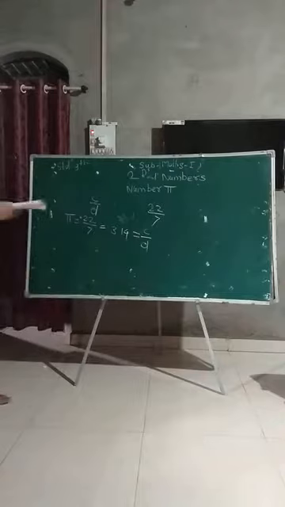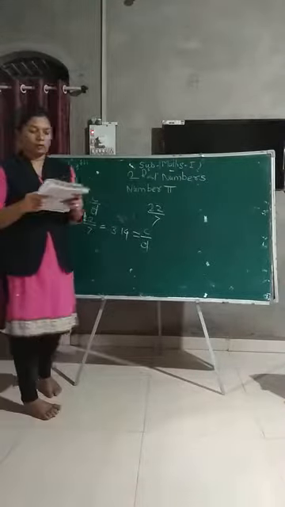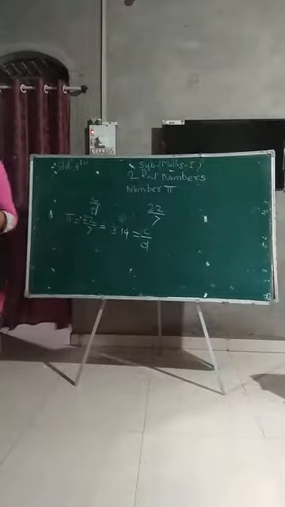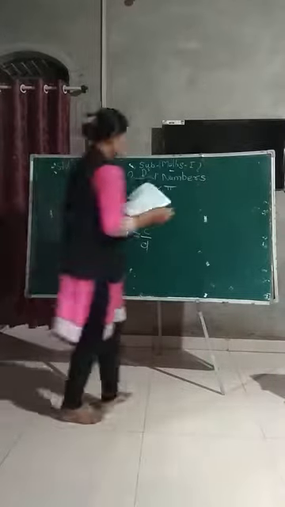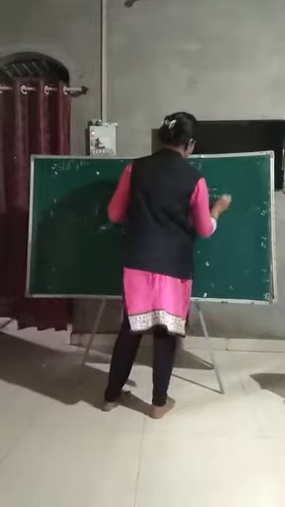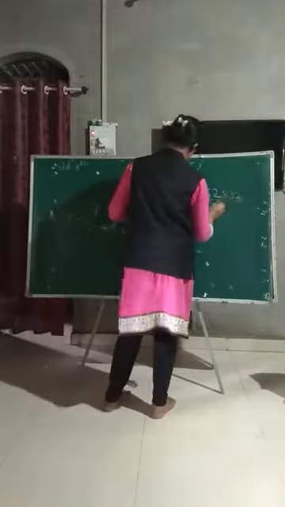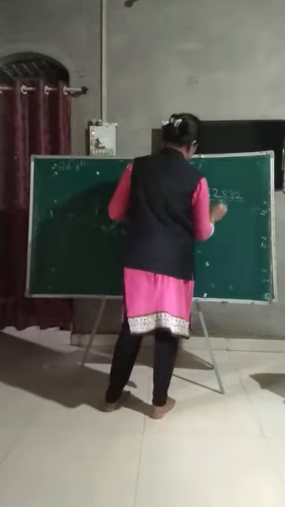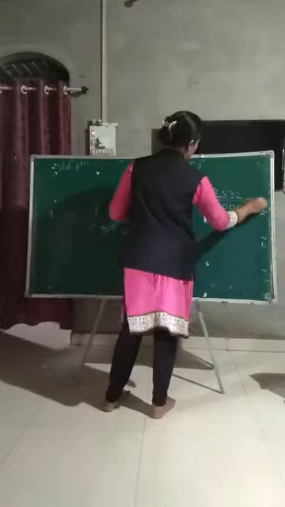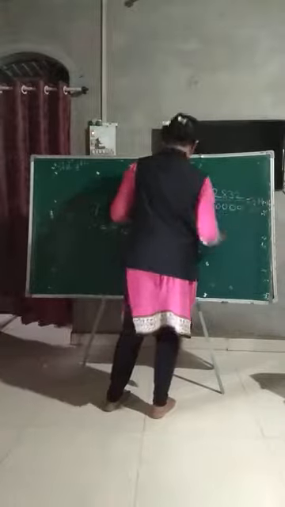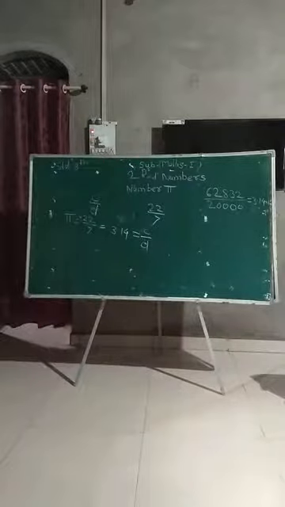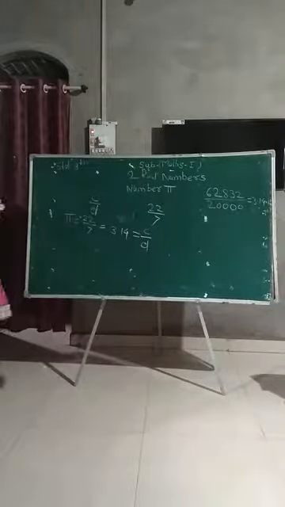The great Indian mathematician Aryabhata in 499 CE calculated the value of pi as 62,832 upon 20,000, which is equal to 3.1416. We know that root 3 is an irrational number because its decimal expansion is non-terminating, non-recurring.